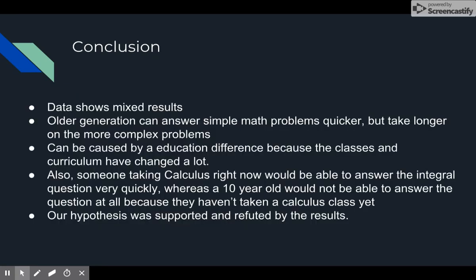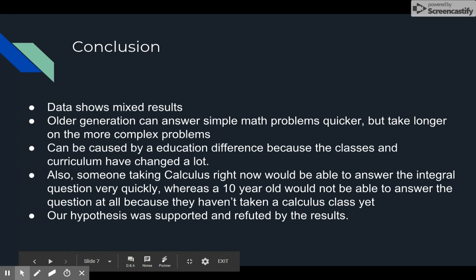So in conclusion, the older generation could answer the simple questions quicker, but it took them longer on the more complex questions. We believe that this could be caused by an education difference because the classes and curriculum today have changed a lot. For example, someone taking calculus right now would be able to answer the integral question very quickly, whereas a 10-year-old who has not taken any algebra classes yet or any calculus classes wouldn't be able to answer the algebraic problems or the calculus problems very easily.